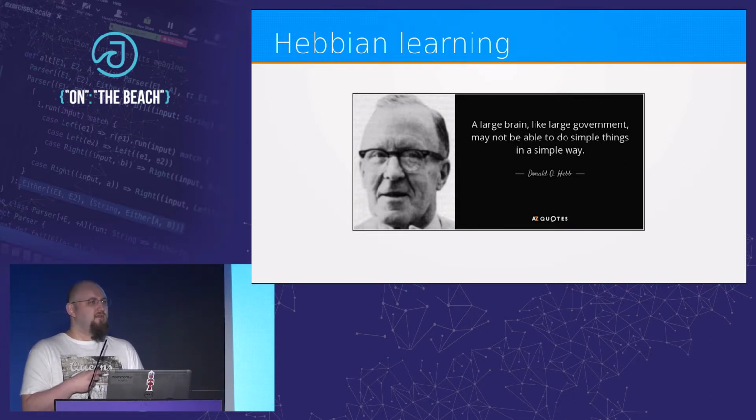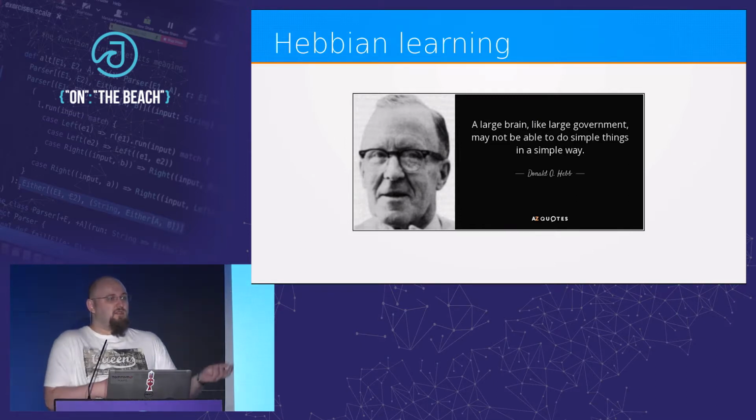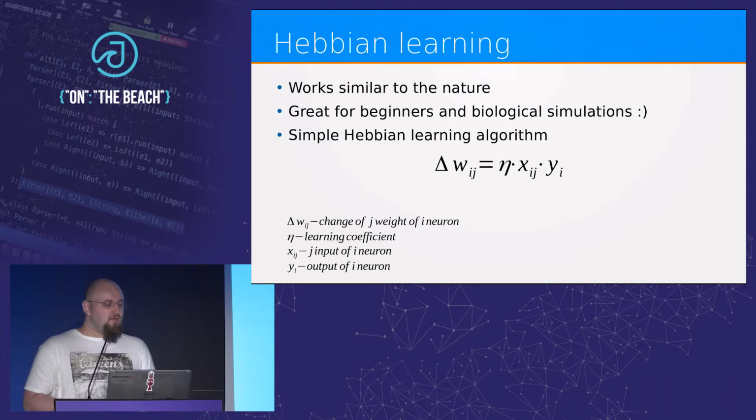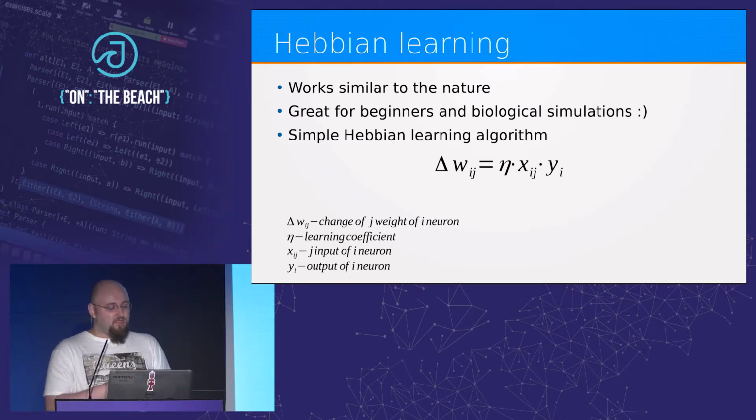And he thought, okay, so if a natural brain cell works like this, that if a signal comes to it and it responds to that signal, the next time the same signal comes, it responds with a slightly bigger force, then maybe we could use the same intuition to teach our neural networks. And so the simple Hebbian learning algorithm was born: the change of the given weight is proportional to the input to that weight times the output of the whole neuron, of course. And you know, this proportion is described by the learning coefficient. And as you can see, it really grows quite fast, if you think about it.